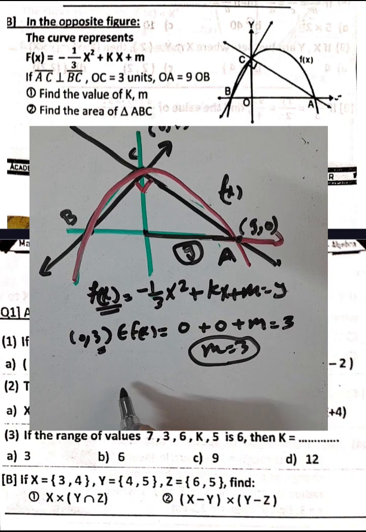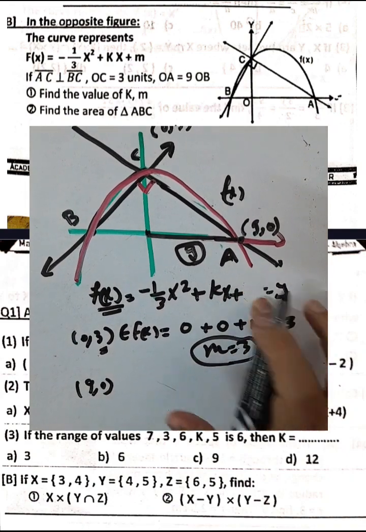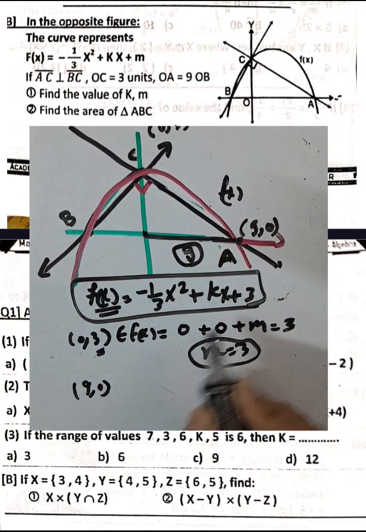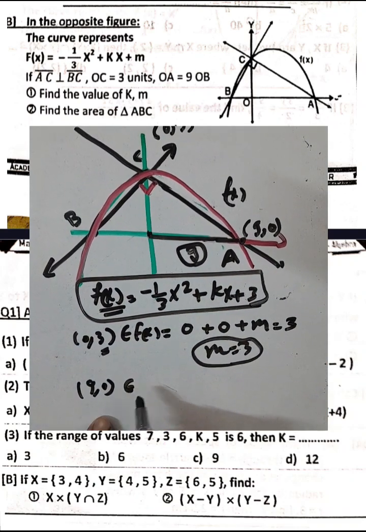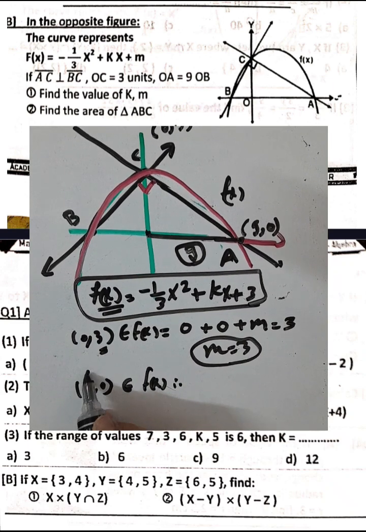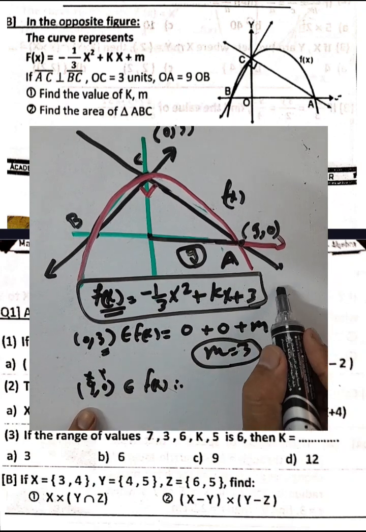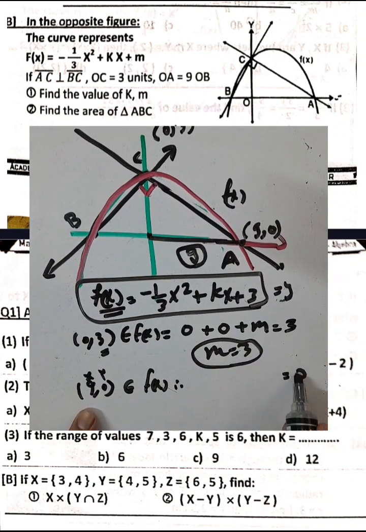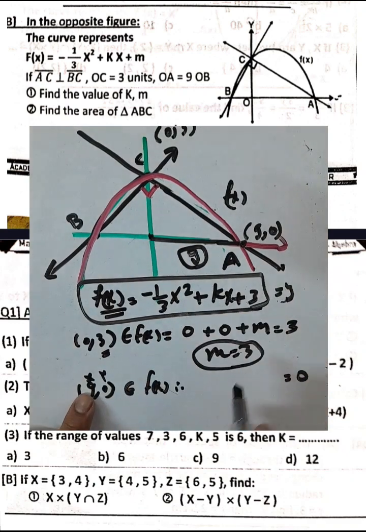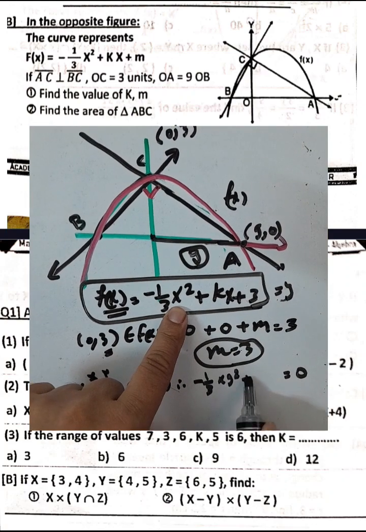And we have another point (9, 0) that satisfies the function. Then you can cancel m and write 3. We have (9, 0) belonging to this function again. Then we can put x equal 9 and y equal 0 in this function. Write negative third times 9 power 2 plus k times 9.